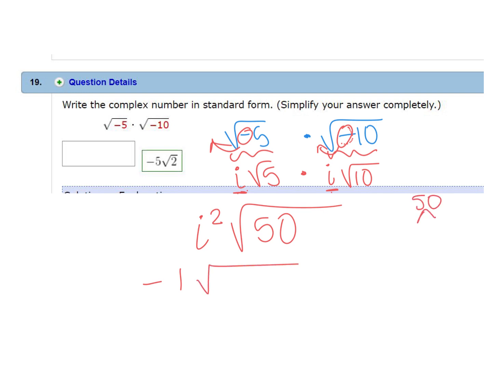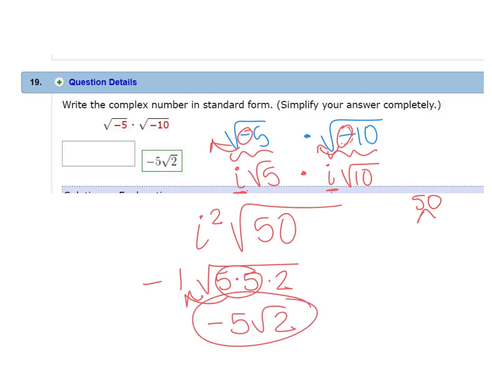When I simplify 50, I basically get 5 times 5 times 2, and I'm able to take out a 5. But there's already a negative 1, so this becomes negative 5 square root of 2, as you can see right here. All right, so we're now going to talk about the quadratic formula. We'll do a few examples of those, and then I think we have one more that we do from your homework.